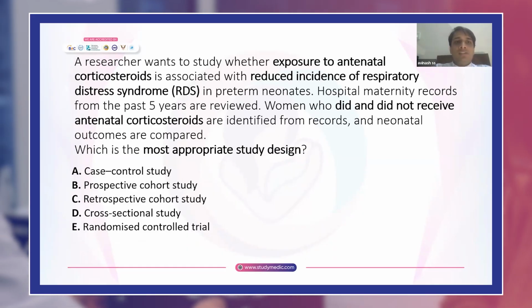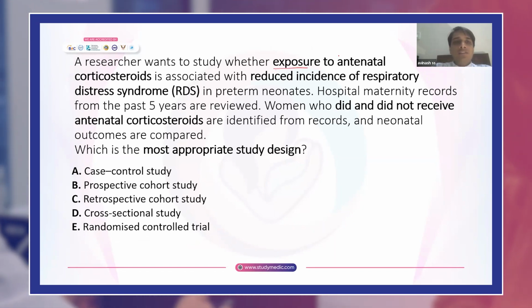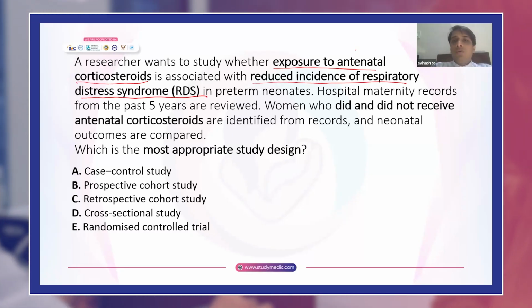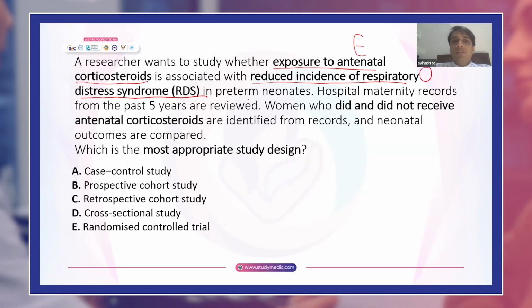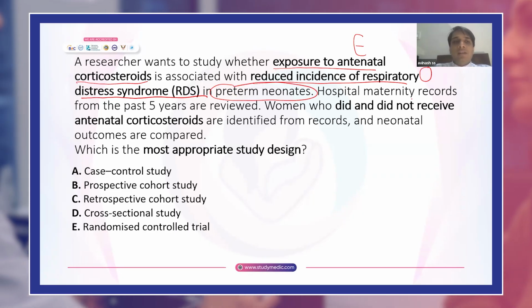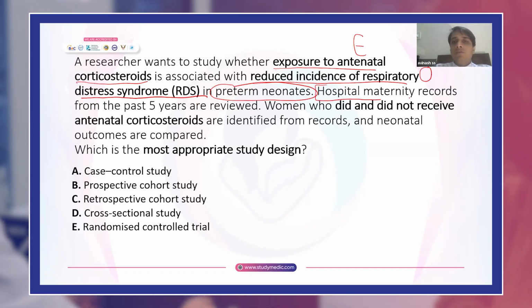Now the next question is, a researcher wants to study whether exposure to antenatal corticosteroids, this is the exposed group, is associated with reduced incidence of respiratory distress syndrome, and this is the outcome. So this is the exposure and respiratory distress is the outcome, in preterm neonates. Hospital maternity records from the past 5 years are reviewed. That is how they are collecting the data, using the hospital maternity records.